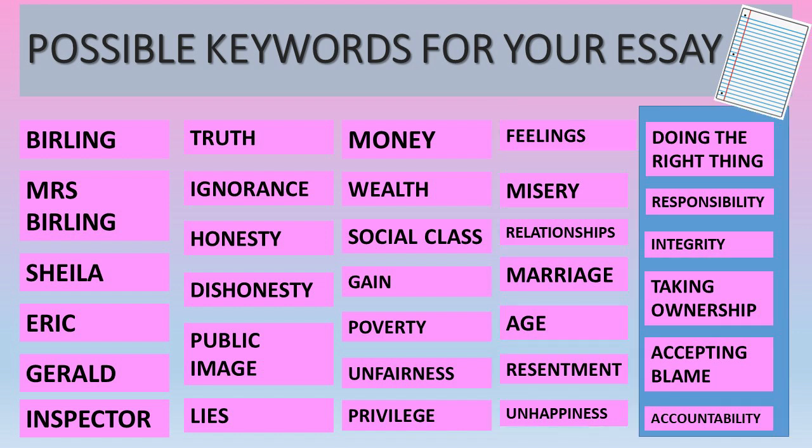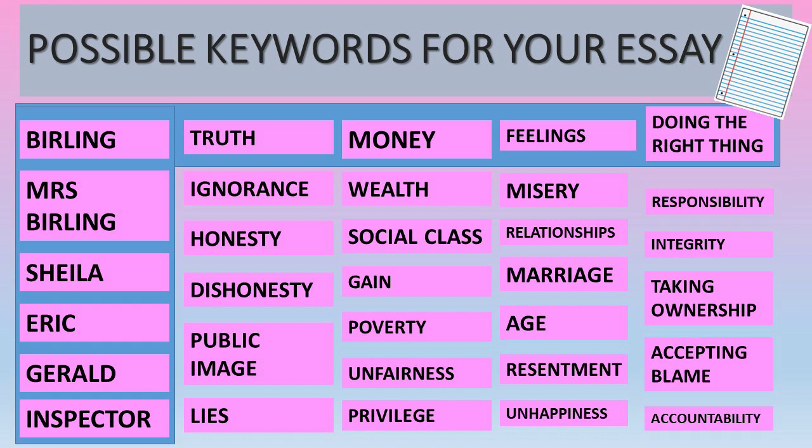And this last list, doing the right thing. If you get a question about integrity or taking responsibility or accepting blame or accountability, they're all about doing the right thing. So all of those questions are actually asking you the very same thing. Whilst that together looks a little bit overwhelming, in all honesty, if we know about the key characters and we know that this is a play about truth, money, feelings and doing the right thing, we're pretty much ready for the exam, as long as we know how to structure the essay.